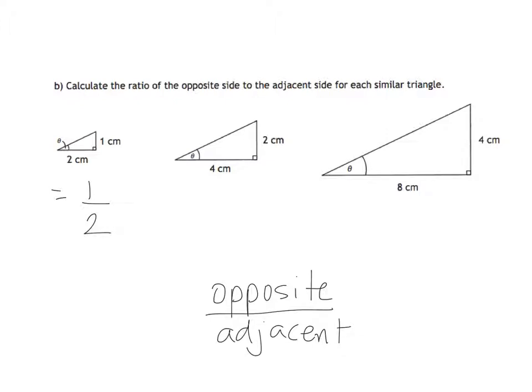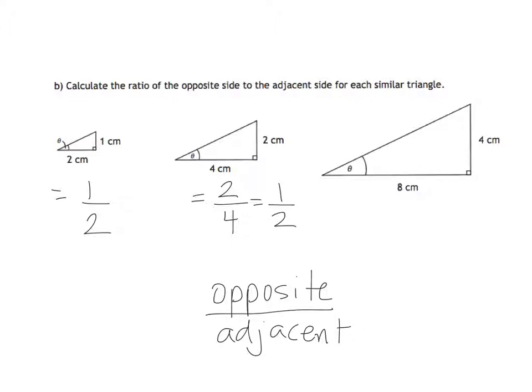What is the opposite in the second triangle? 2. And the adjacent? 4, so 2/4. What do you notice about those two numbers? They're equal, actually, right? If you divide the numerator and denominator by 2, so you reduce that fraction, it's actually equal to 1/2. So those are equal.